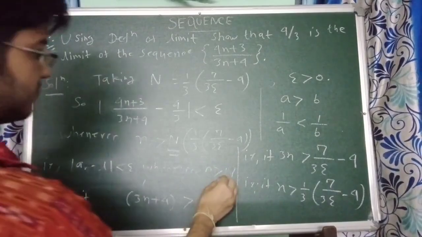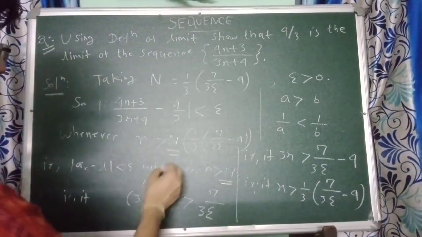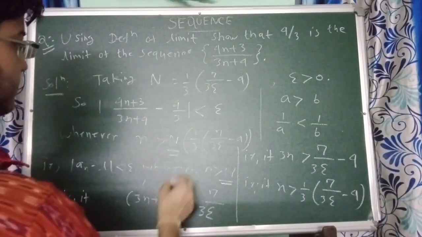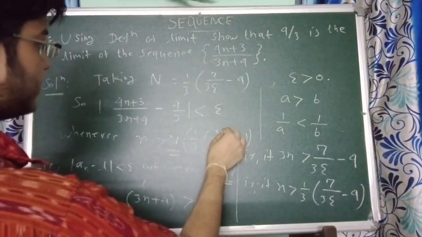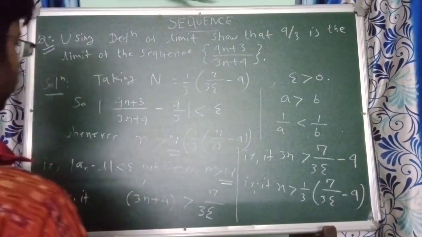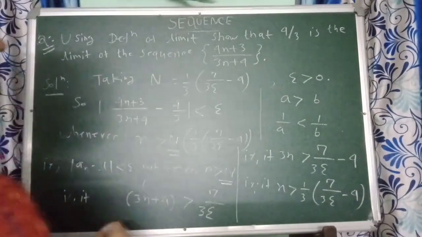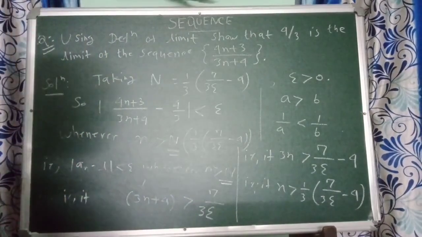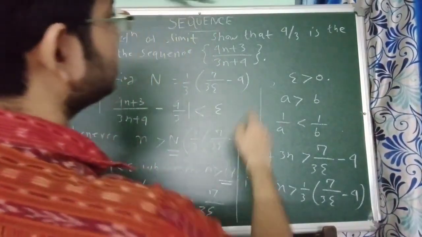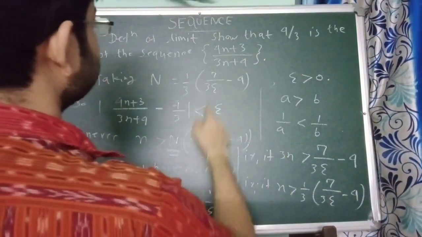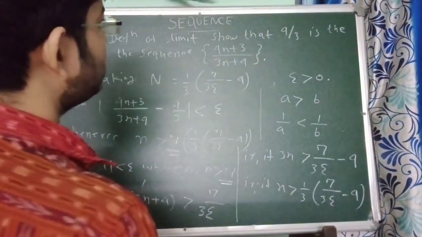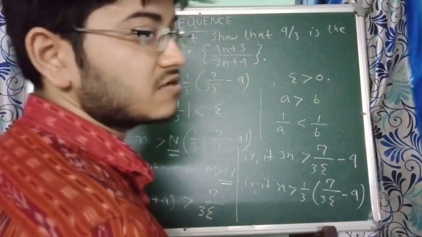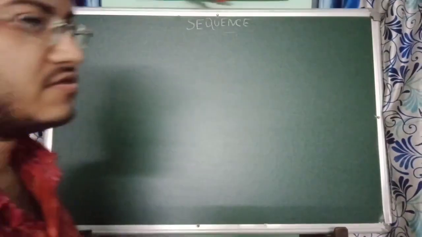So we successfully find this kind of capital N, which is 1/3 of 7 by 3 epsilon minus 4, and hence we say that by the definition of limit, 4 by 3 is the limit of the original sequence 4n plus 3 divided by 3n plus 4. Now we discuss the convergent, divergent and oscillatory sequence.